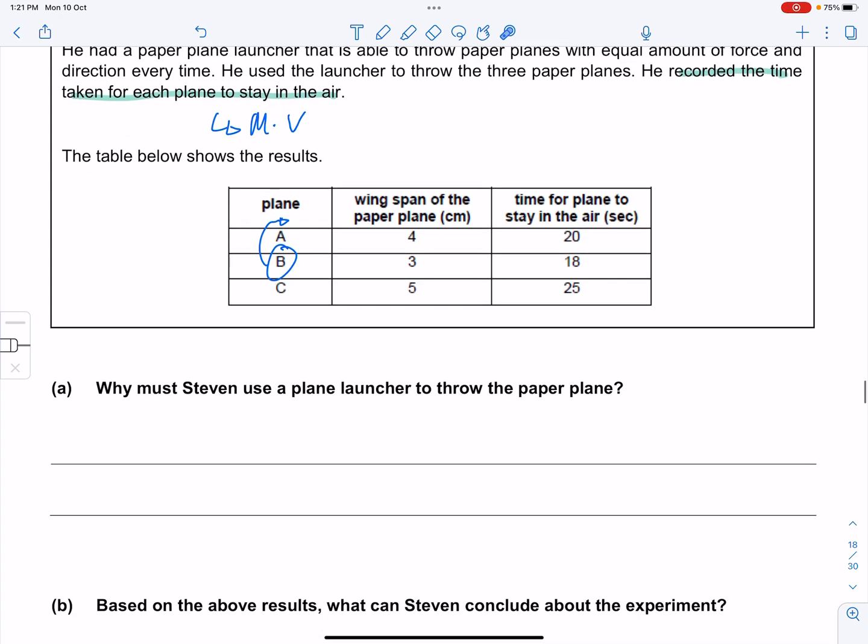Okay, why must Stephen use a plane thrower to throw the paper plane? So remember, I always tell you this. Ask the opposite question. What will happen if he doesn't use a plane thrower? So you will notice that then the force and the direction that the plane will be launched would be different, right? Okay?